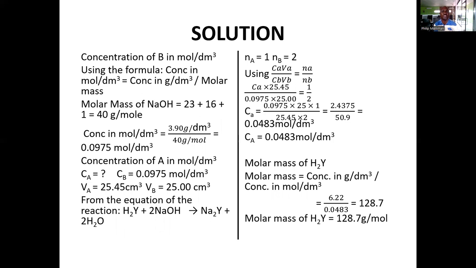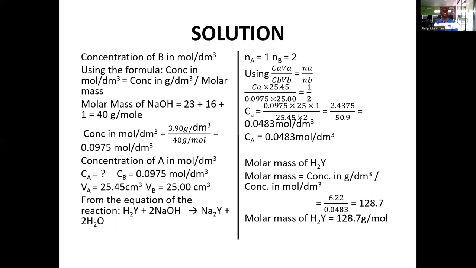Now, to get your concentration of B in mole per dm³, you use the formula: mole per dm³ is concentration in gram per dm³ over molar mass, if you have made molar mass the subject of the formula. The molar mass of sodium hydroxide, you can see there, is 23 plus 16 plus 1, to give you 40 grams per mole. So if you substitute your mass concentration over the molar mass, you can get your concentration of B in mole per dm³.